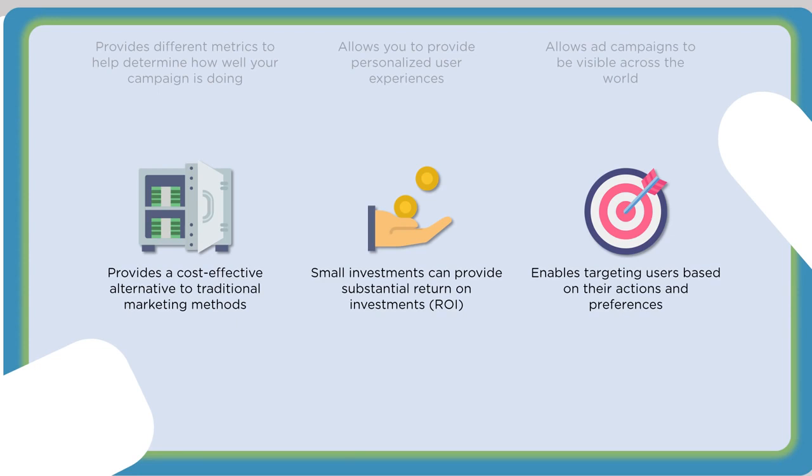So let's just say your cost per click is only 10 cents, but you're selling a product for $10. Well, all you need is one click and one sale to generate a very substantial return on investment. And so knowing that you get metrics back on a campaign, you could slowly or quickly optimize that campaign towards a very positive ROI. And then another use for digital marketing, it just enables targeting users based on their actions and preferences. So again, we can really hone in on who we want to target.